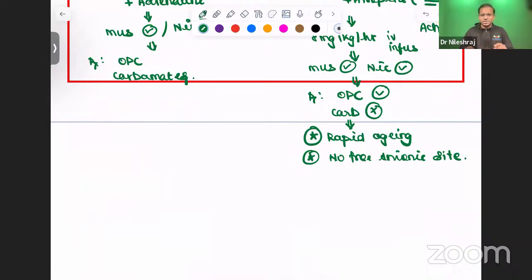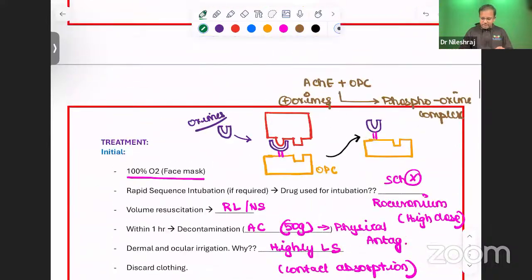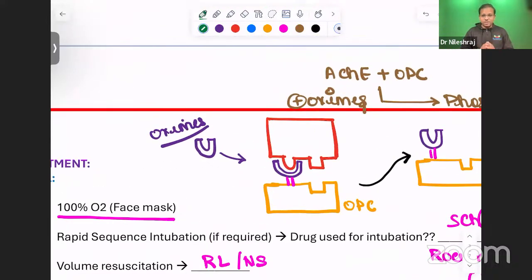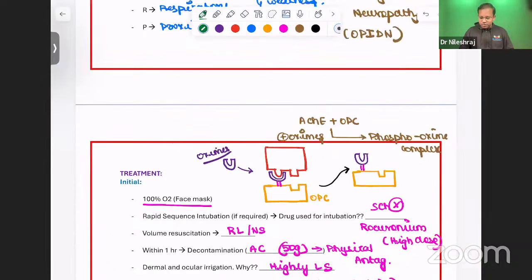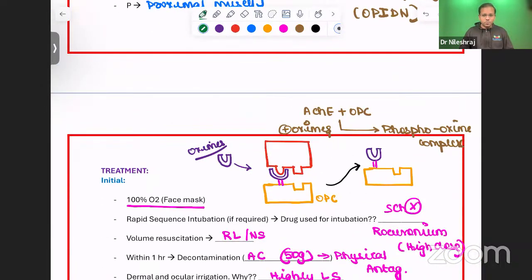Now, the issue here is, as I've told you, you remember this diagram? Oximes bind to the anionic site. If that site is not free, oximes will not be effective in treating those particular conditions. Well, this is the full take-home point regarding organophosphorus compounds, buddy.